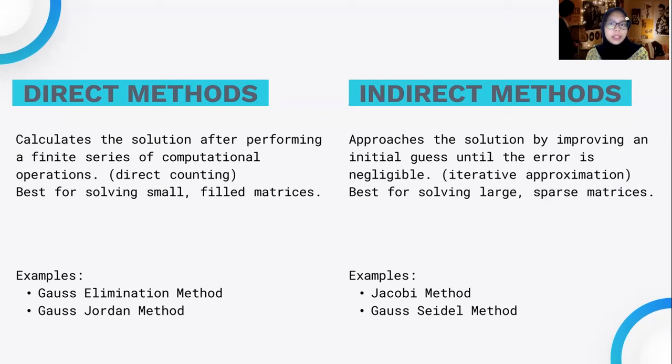Second, indirect methods. These methods approach the solution by improving an initial guess until the error is negligible. This method is best for solving large and sparse matrices. Examples of these methods are the Jacobi method and the Gauss-Seidel method.